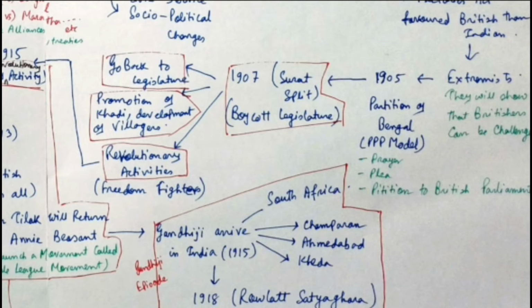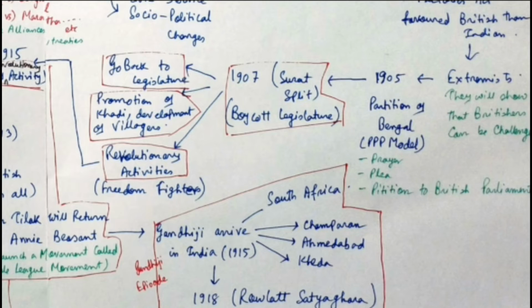All right. Now next, the group slightly changes to extremists. They become violent, and they will show that the Britishers can be challenged. Okay, so we can challenge the British. They are the first ones to show that the Britishers can be challenged. And then what will happen? In 1905, the partition of Bengal will be announced by the Britishers.